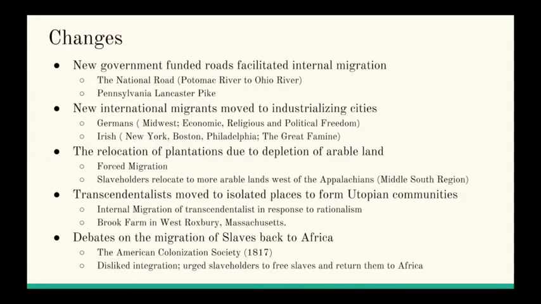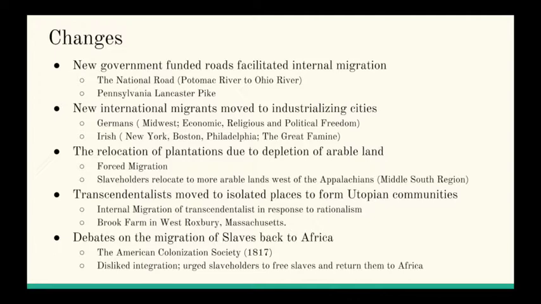One change that occurred in Unit 4 was the emergence of new government-funded roads facilitating internal migration, such as the National Road, stretching from the Potomac River to the Ohio River. The roads made transportation costs across the mountains lower than ever before and allowed manufacturers to move from the Atlantic seaboard to the Ohio Valley in unprecedented quantities. Another change that occurred in Unit 4 would be the movement of international migrants into industrializing cities. Germans moved into the Midwest seeking political and economic freedom, while Eastern immigrants such as the Irish settled in cities such as New York, Boston, and Philadelphia after the Great Famine.